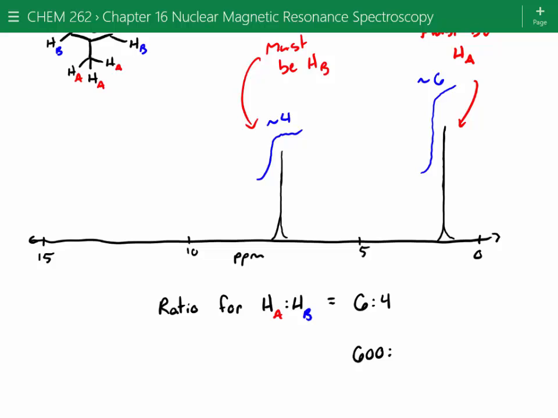People get really hung up on the numbers, and they say the integration tells us the exact number of protons. Not entirely. It tells you the relative ratios of protons, right? We can set the integration to be whatever arbitrary number we want it to be, but that ratio still needs to hold true. So it could be 600 to 400. It could be 3-to-2. All this is telling us is the ratio of protons that we have to other sets of protons in the same molecule.